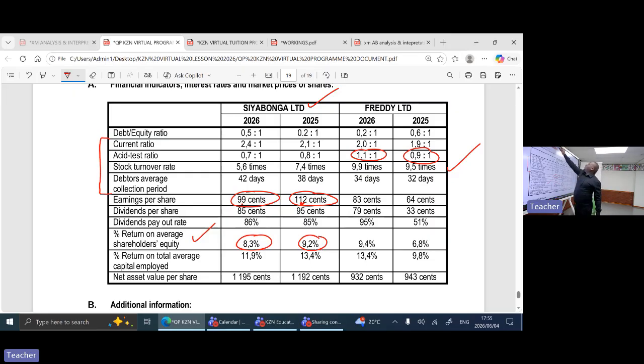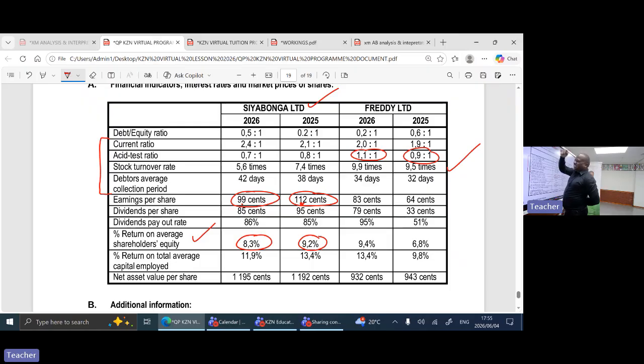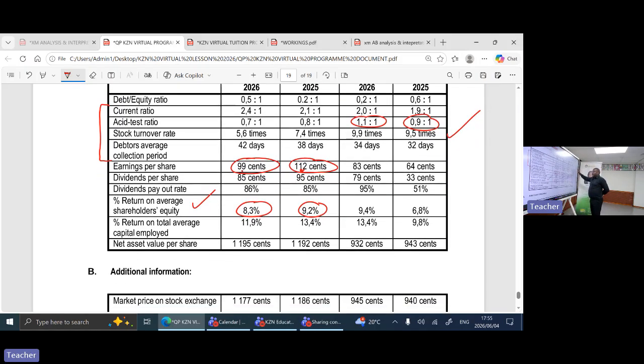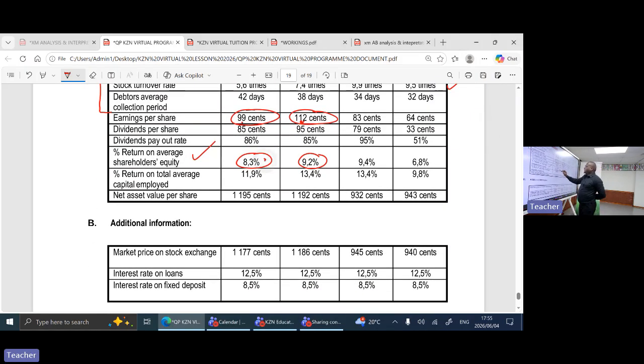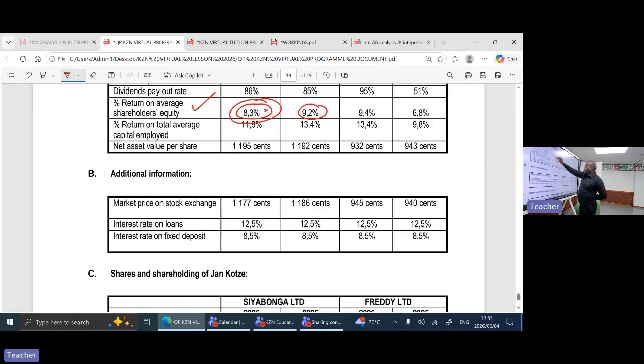So going back, our answer was ROCE decreased from 9.2% to 8.3% by 0.9 percentage points. Now, what is the alternative investment? Is this 8.3% above or below the interest on fixed deposits? I said we will compare ROCE with our interest on fixed deposits. Our ROCE is 8.3%, but our interest on fixed deposits is 8.5%.